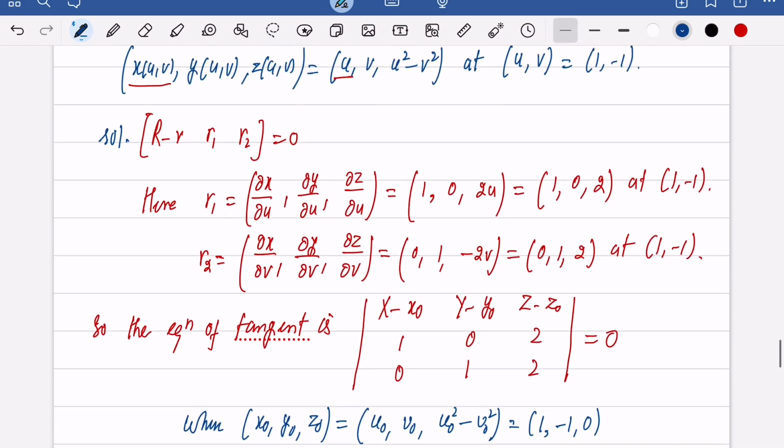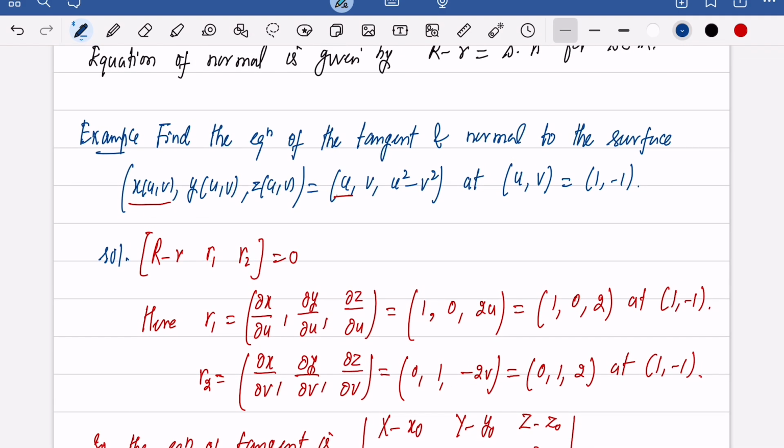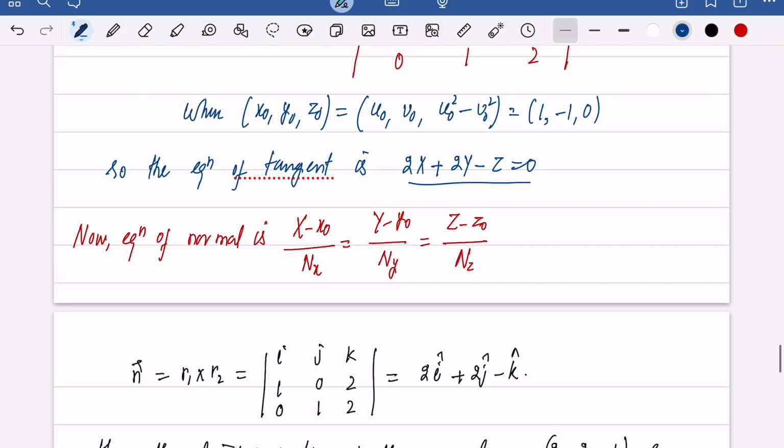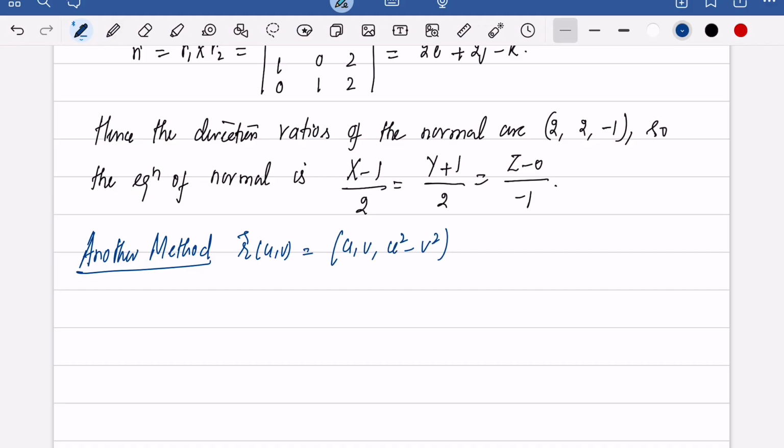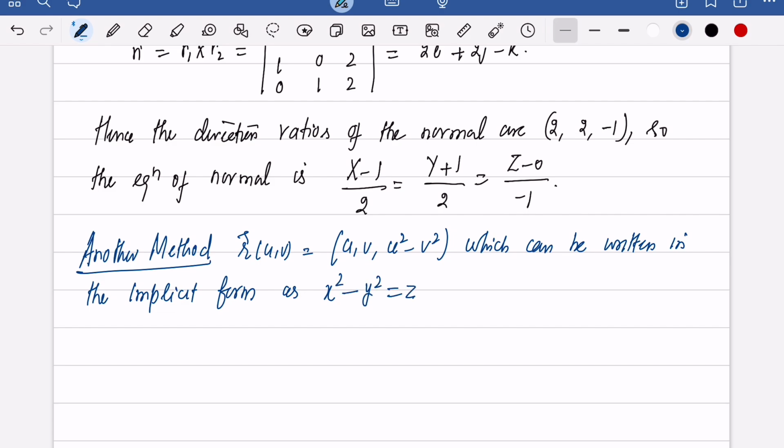Now if we look at our given equation, it was given in the parametric form u, v, u square minus v square. We can express this equation in the implicit form also. Now this is another method to find the equation of tangent. If we first write down our given equation in the implicit form, our r of u, v in this case is u, v, u square minus v square, which can be written in the implicit form as x square minus y square is equal to z. And now here we will find the equation of tangent.